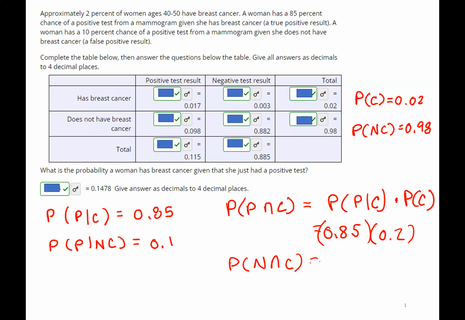So what's that going to be according to Bayes' theorem? That's the probability of me testing negative given that I have the cancer times the probability of me having that cancer. And they gave me both of those, didn't they? Did they give me that? Maybe they haven't given that to me yet.